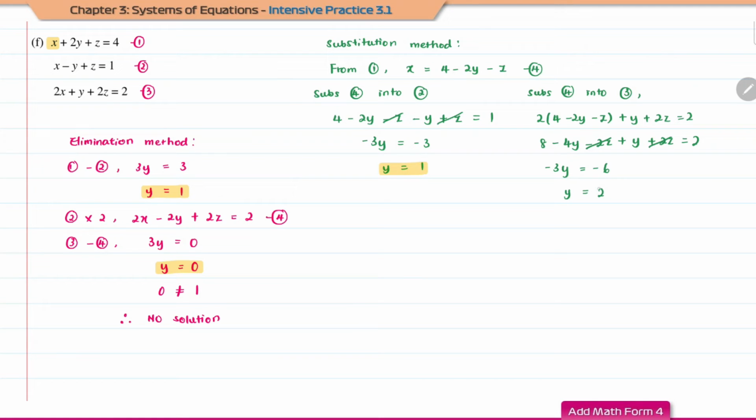Now, if you look here, the values of y are not the same, right? 1 is not equal to 2 for the value of y. As the values of y are not consistent, therefore, we can say that this system of linear equations has no solutions.